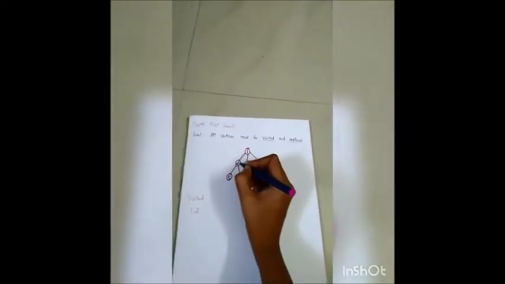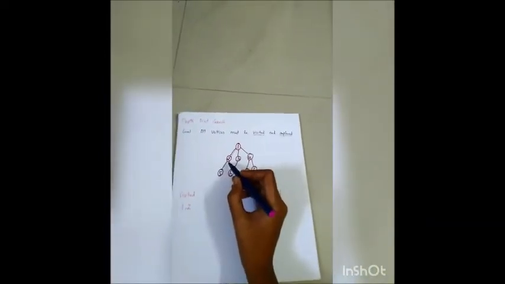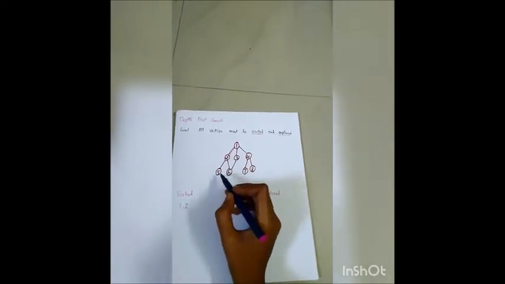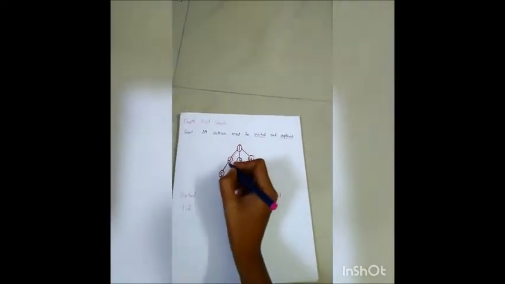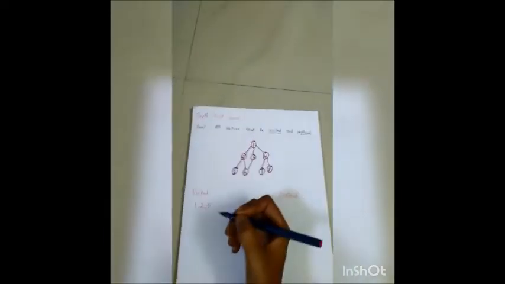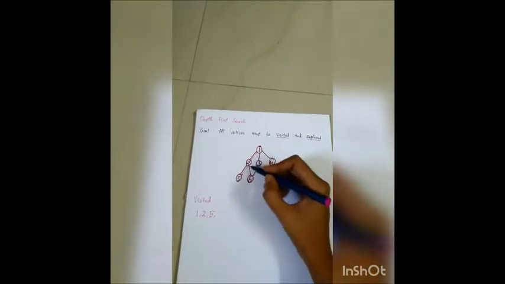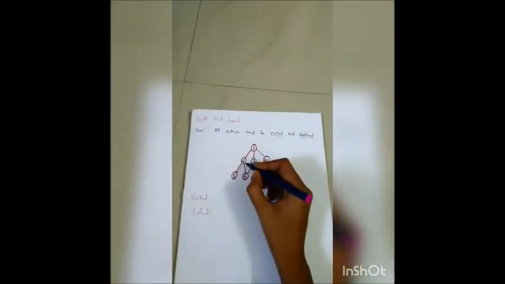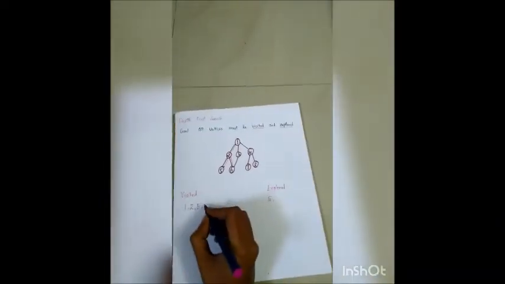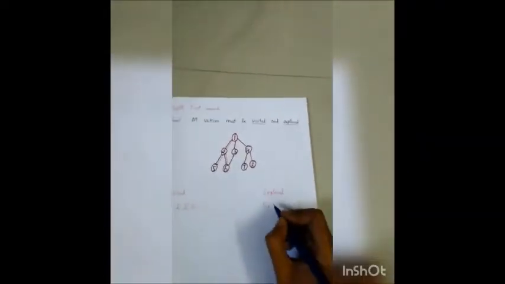Now 2 has been visited. The adjacent vertices for 2 are 5 and 6. We have to visit 5 and 6. So from 2 I'll go to 5. Now 5 has been visited. Since 5 has no adjacent vertices, 5 has been explored. Then you should go to 6. 6 has been visited. 6 also has no adjacent vertices, so 6 is explored.